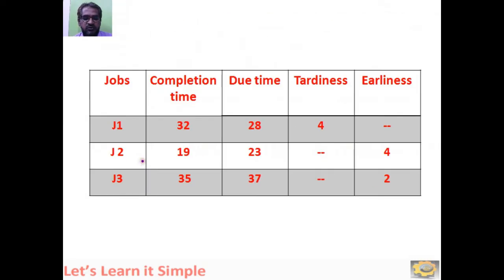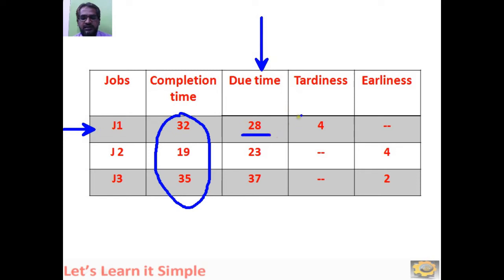So after going through the completion time, which is arrived from the Gantt chart, this is the due date given for the 3 different jobs on machines. Now you can see the completion time is 32 for the first job, whereas the due date is 28. Therefore, there is a tardiness, a delay of 4 for the first job.